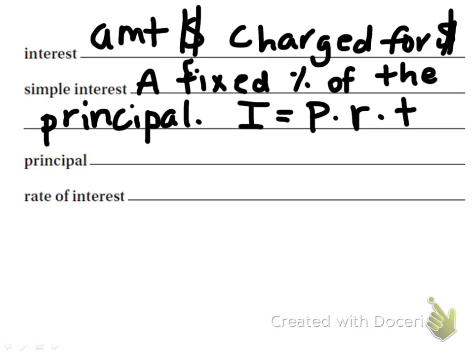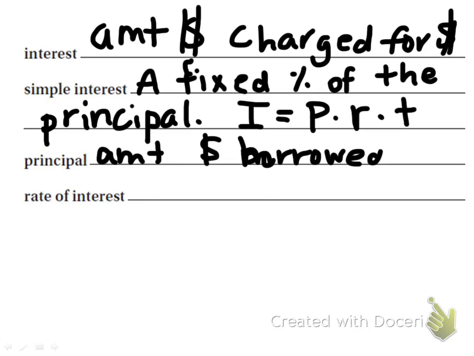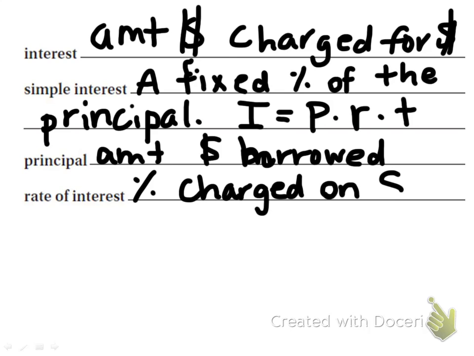The principal is the amount of money borrowed or invested. The rate of interest is the percent charged or earned on an amount of money. So this could be rate of interest for you if you have a savings account, or this could be a rate of interest if you have a loan.